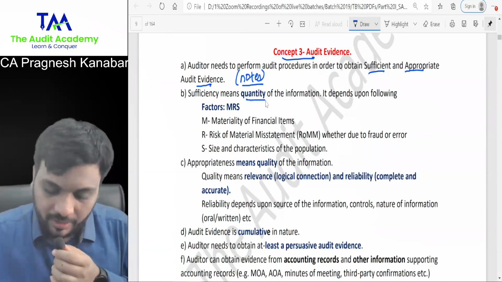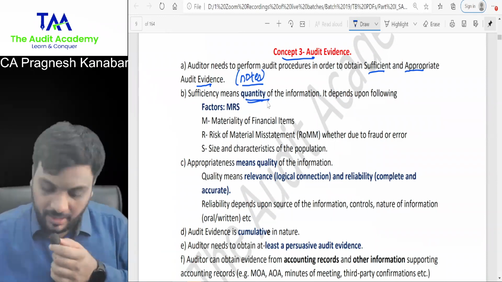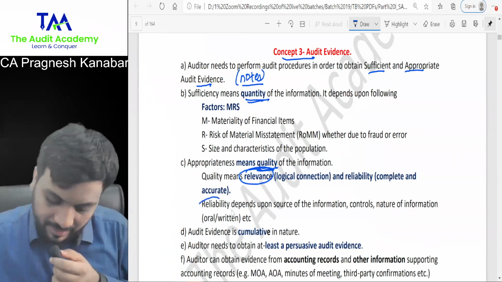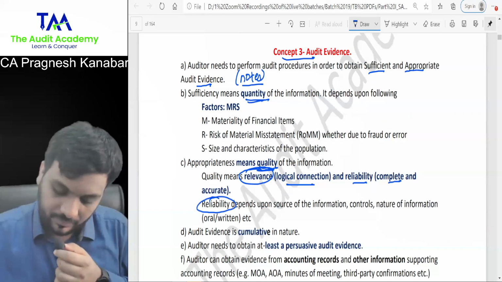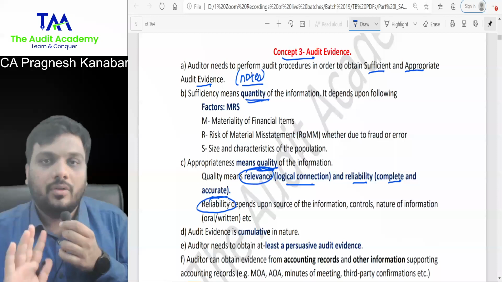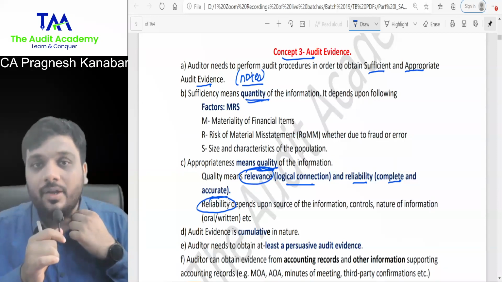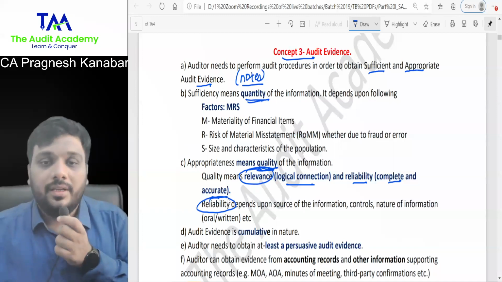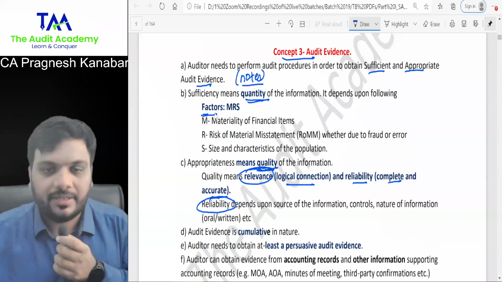Sufficiency means quantity of the information, and appropriateness means quality. Quality means relevance and reliability. All right. Now, a couple of questions. Quantity. How much information are you going to ask for? That quantity will depend upon which factors?